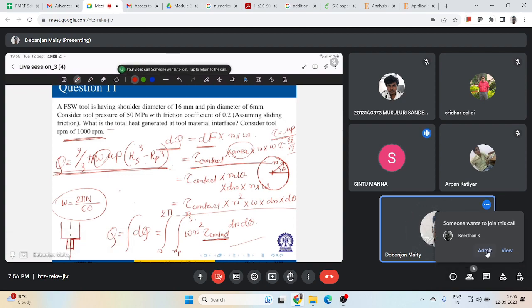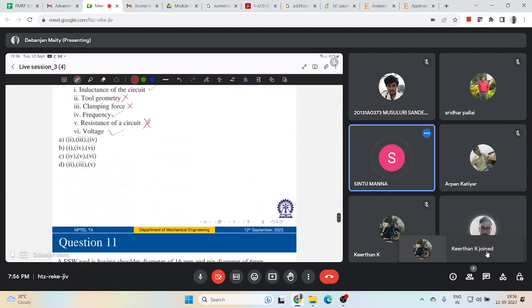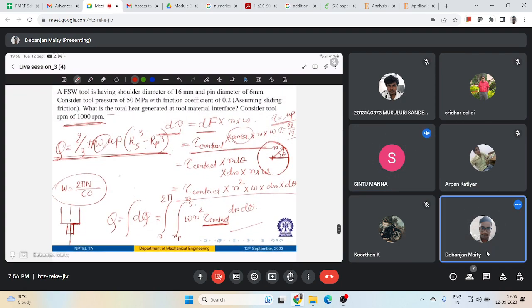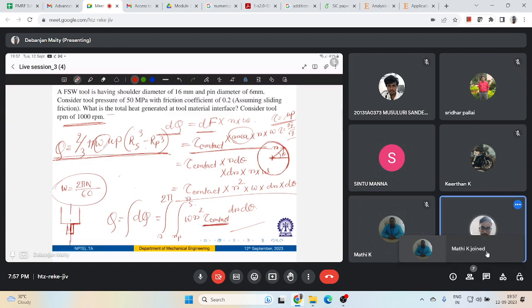Sir, tau is equal to sigma y divided by root 3. Sorry. Sir, in this problem where the dq is equal to sigma y by root 3. Well, I am saying that you need to assume sliding friction. So if you are assuming sliding friction, tau is equal to mu p. This is directly proportional to the pressure. This is my contact shear stress.